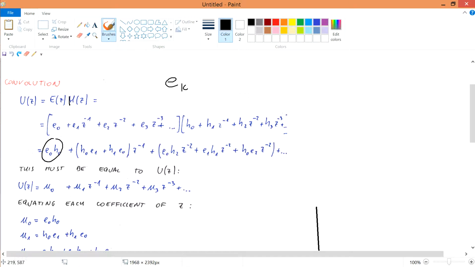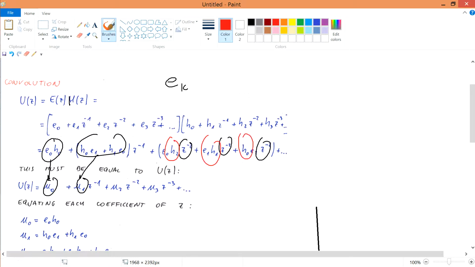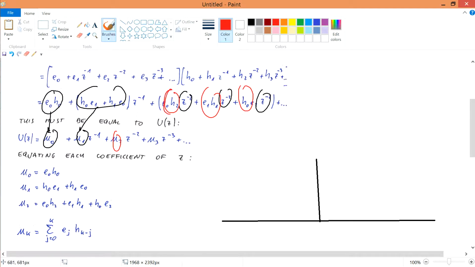So this constant, I can say that it is U0. This constant over here, I can say that it is U1. After I factorize out Z minus 2, this constant over here will be my U2. If you compare E0 H2, E1 H1, and E2 H0, I can simply say that this whole thing is just U2. So I've proved to you that U0 is equal to E0 H0, which is written over here.